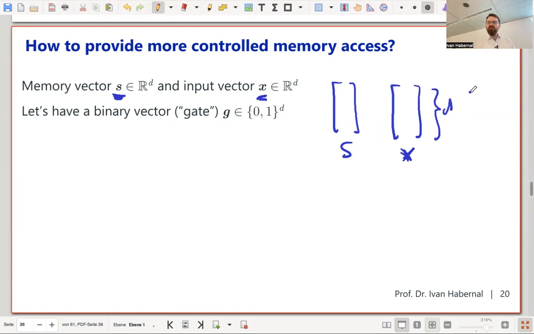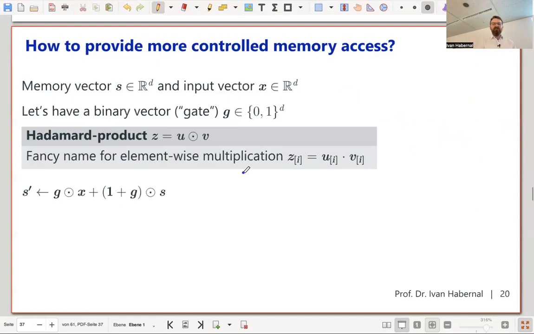And let's have a binary vector of the same dimension. So what is a binary vector? We have the G vector, not to be confused with the nonlinear function. This is just a gate vector. It will maybe be zero here, maybe one, maybe zero, maybe zero, maybe one. So this is an example of a gate vector, a vector of zeros or ones.